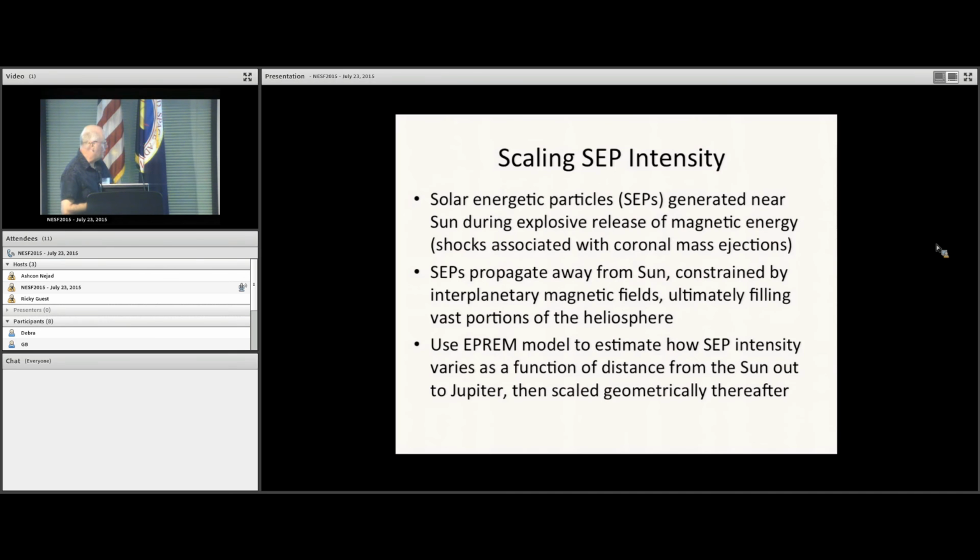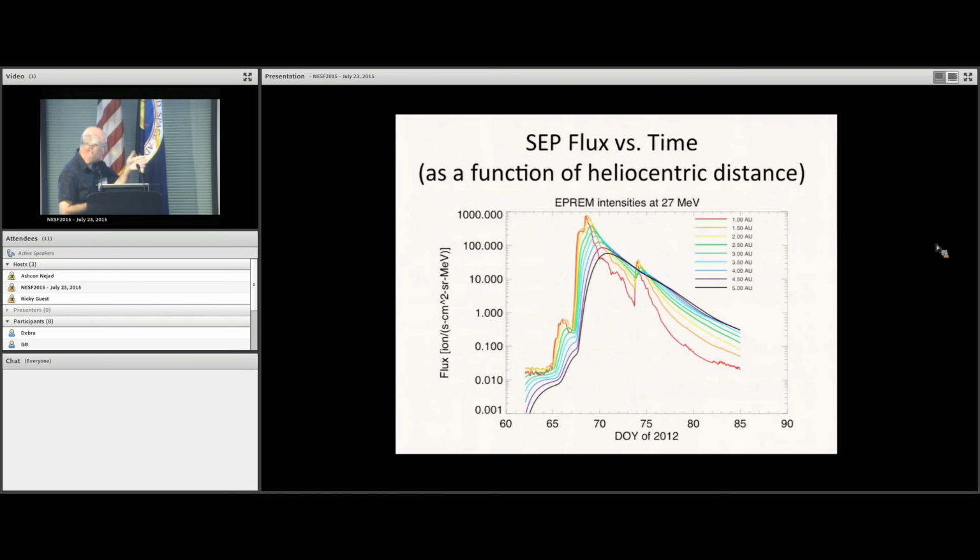So we've used a model called EPREM that Nathan Schwadron has developed to estimate how solar particle intensity varies as a function of distance from the sun out to Jupiter. Then we scaled it geometrically thereafter. This shows a particular event that occurred in March of 2012. That was one of the two big ones.